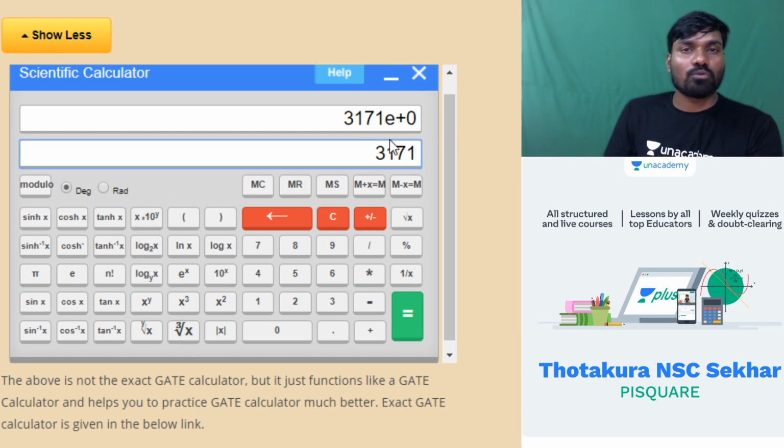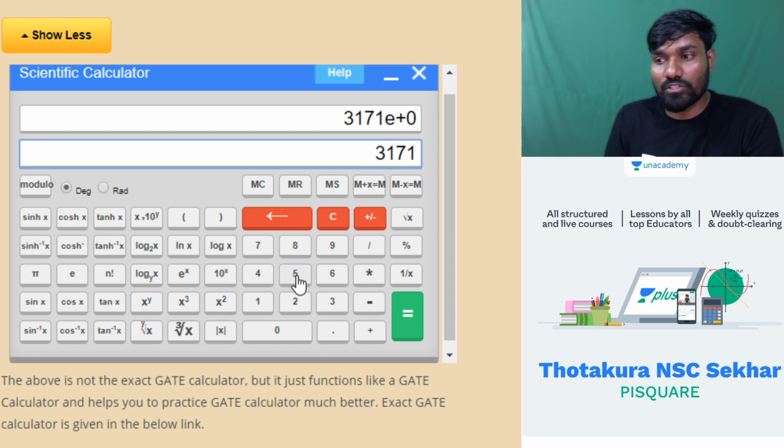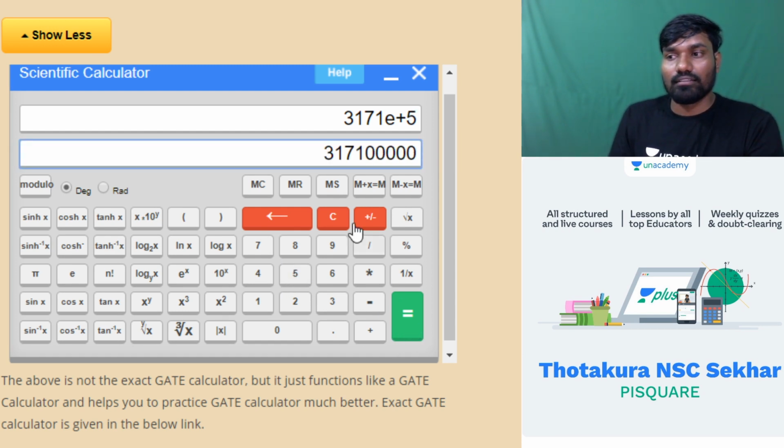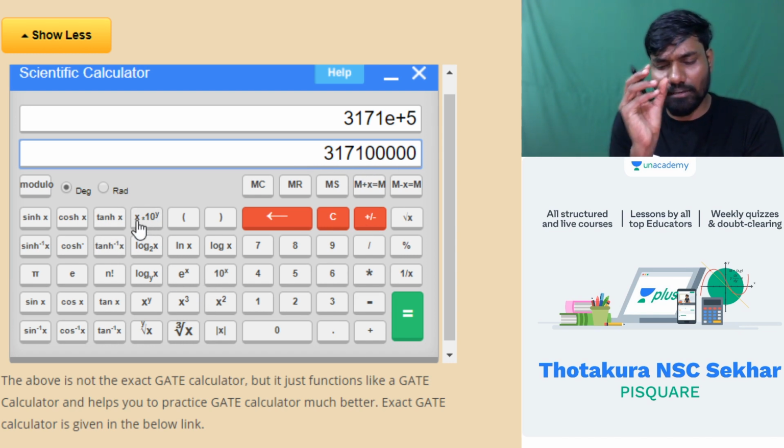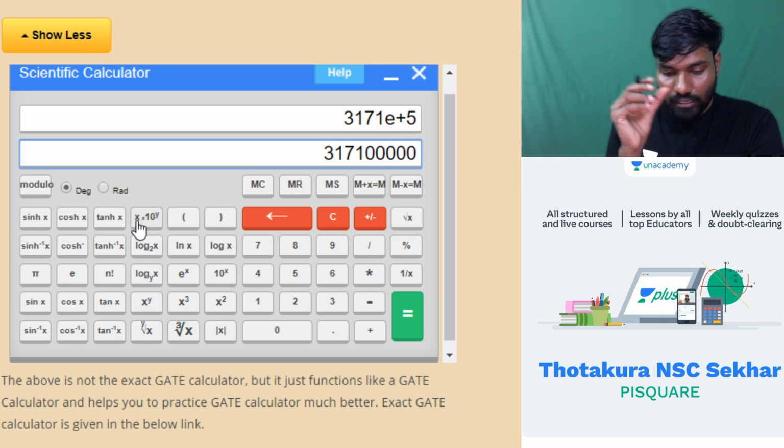E means 10 power. Okay. It is asking for the y value, it will wait for the y value. Y value is 5. This is the answer. So use this effectively. Everything is there. If you follow the label, it will be clear.